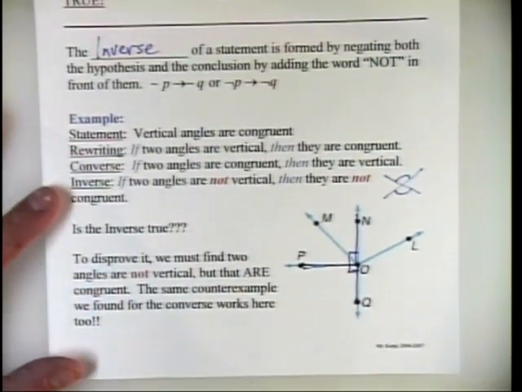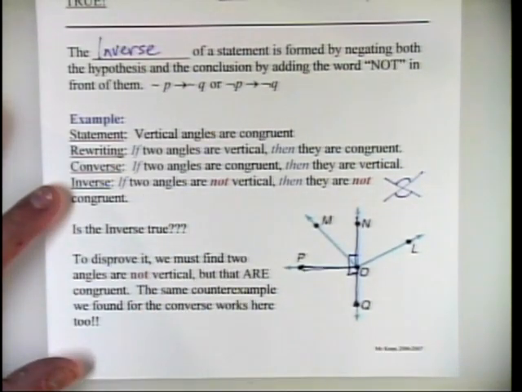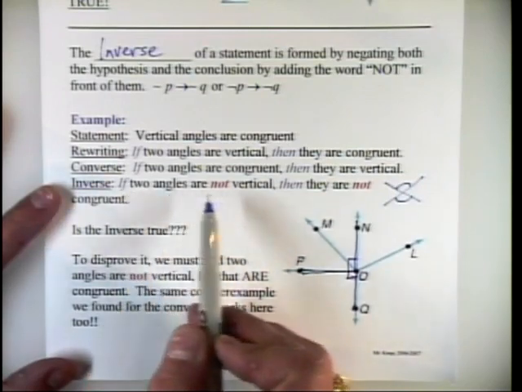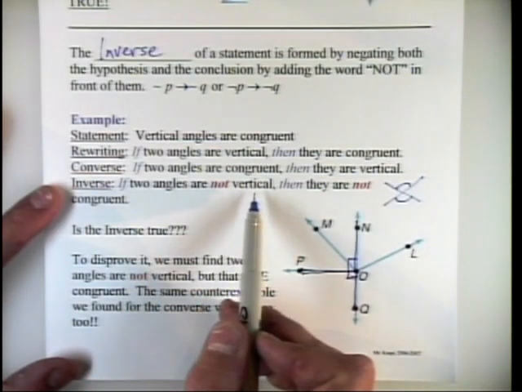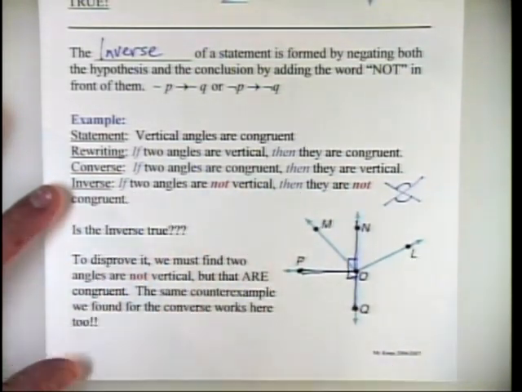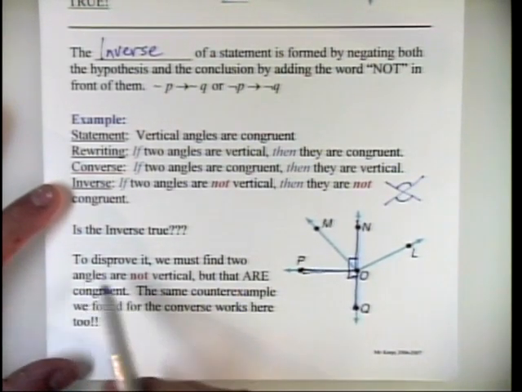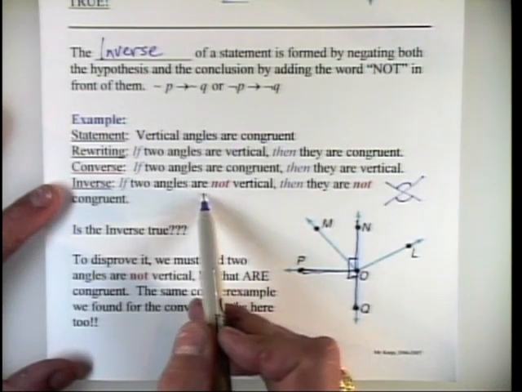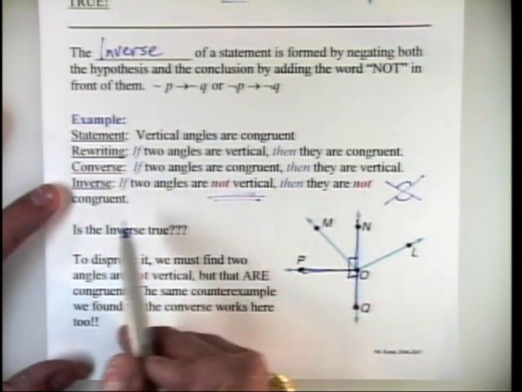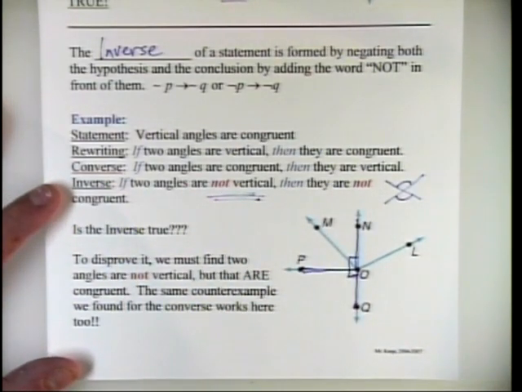Well, now let's look at the inverse. The inverse, again, is formed by negating the hypothesis and the conclusion, but not switching the order. So if two angles are not vertical, then they are not congruent. So is the inverse true in general? Well, again, to disprove this, we're going to have to find two angles that are not vertical, but then we're going to have to show that they are congruent.